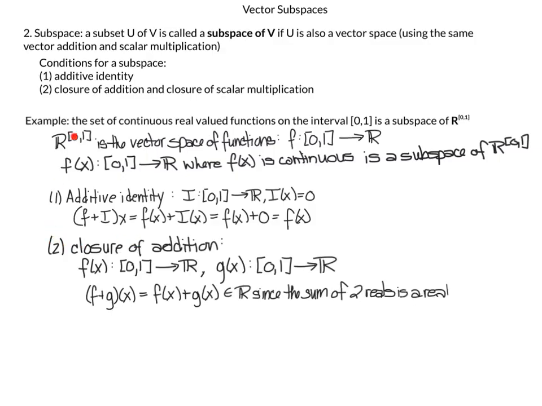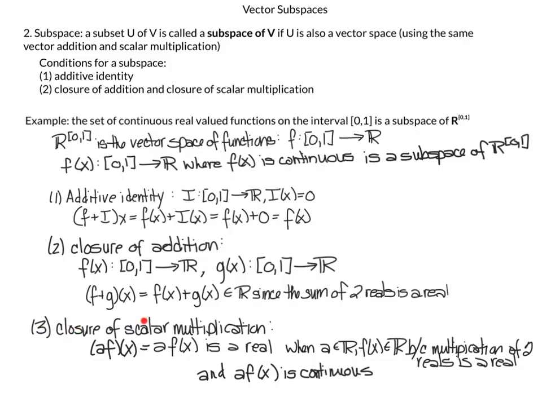We need to show closure of addition. So let's say f(x) goes from [0,1] to R and g(x) goes from [0,1] to R, and let's assume they are both continuous. Now when we add f and g, we get f(x) plus g(x), and this is a real number, because f(x) gives you a real and g(x) gives you a real, and the sum of two reals is a real. The sum of these two continuous functions is still continuous. So we've shown that addition is closed.